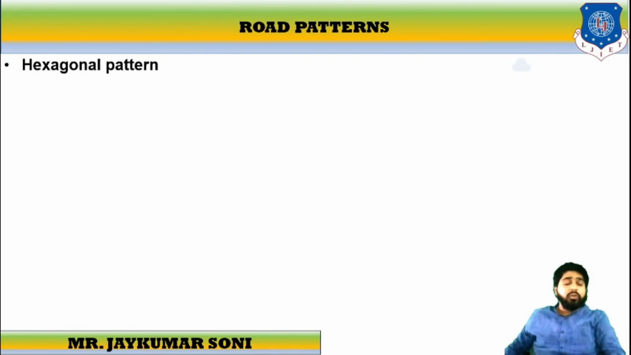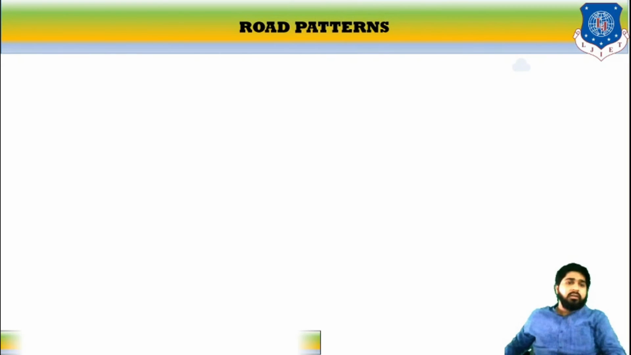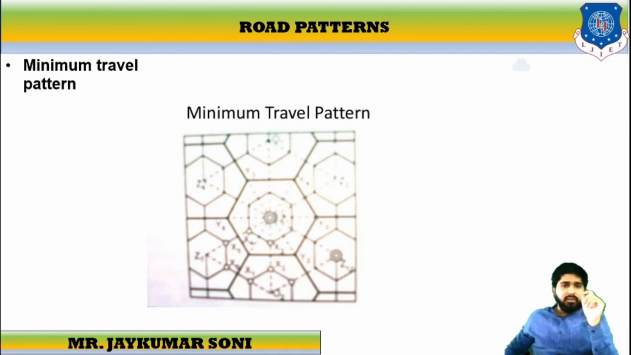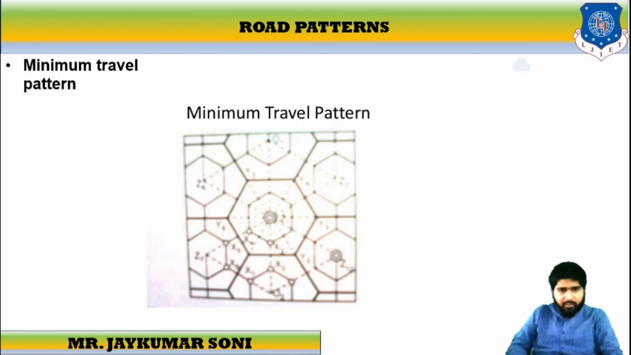Then the hexagonal route pattern is there. It looks like this, where the traffic moves in this direction. This is the haphazard one. And last but not least, it is the minimum travel pattern. See, in the minimum travel pattern, it looks like this. This is how one can move from one place to another.